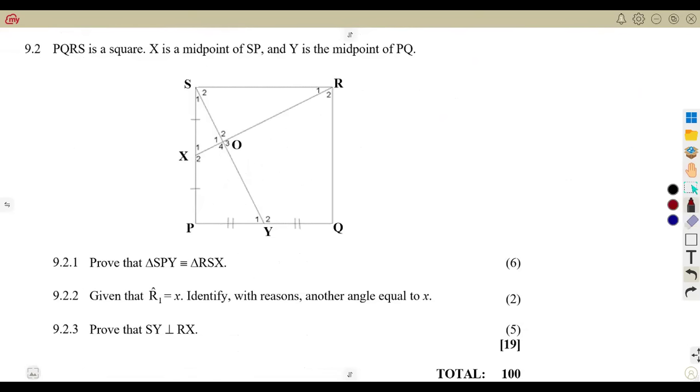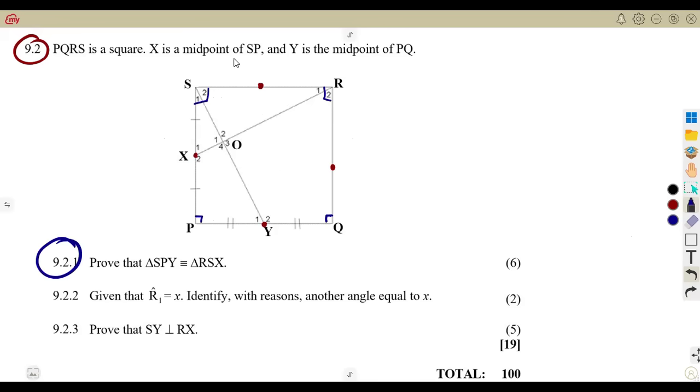All right, on 9.2, we are given PQRS is a square. Remember, in a square all sides are the same. So SR is equal to PQ, and RQ is equal to SP. The sides are the same, and the angles of a square are at 90 degrees. Know the properties before attempting the question. Just know the basics. So the first question is prove that.